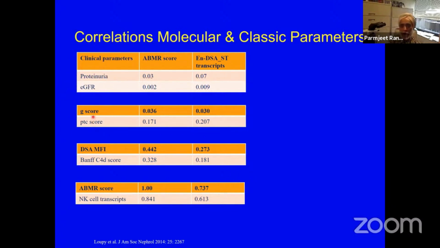There was also a bad correlation between histology and the ABMR score, 0.03, 0.1. For DSA, it was better, 0.4. C4D score was better, like 0.3. And of course, the ABMR score will correspond to the molecular diagnosis. These were high scores because they are interlinked scores. One depends on the other.